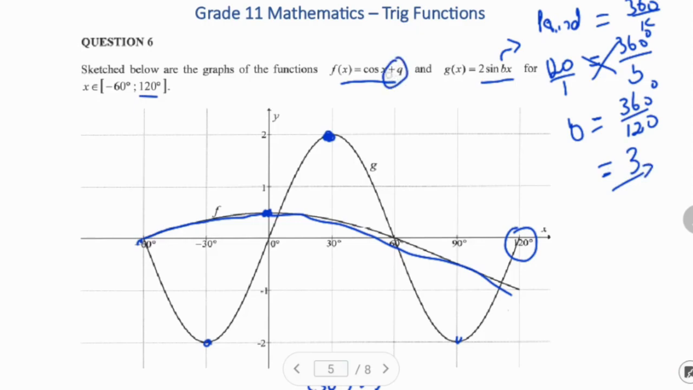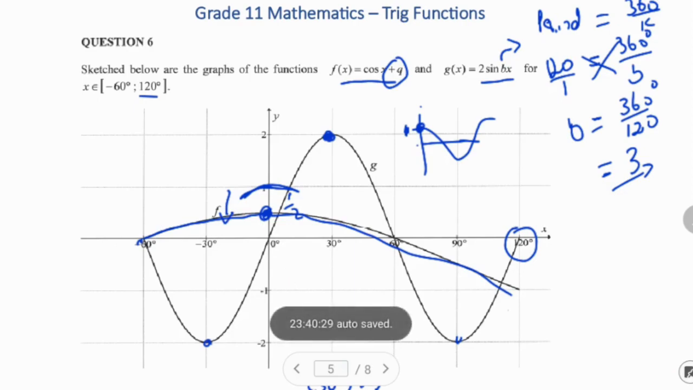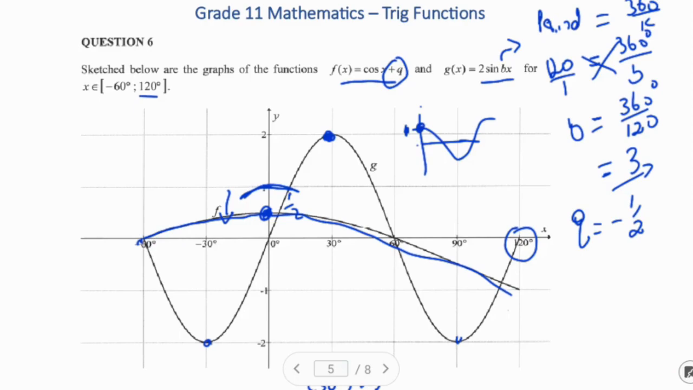And then what about the q? It's a vertical shift. So something happened to the cos graph. Originally, the cos graph, if you remember, is at maximum at 1. So this one is at maximum at a half. So that means this graph, which was originally at 1, shifted half a unit downwards. Okay, and downwards is negative. That means q is equal to minus a half. We went half a unit downwards, and downwards is represented by a minus.